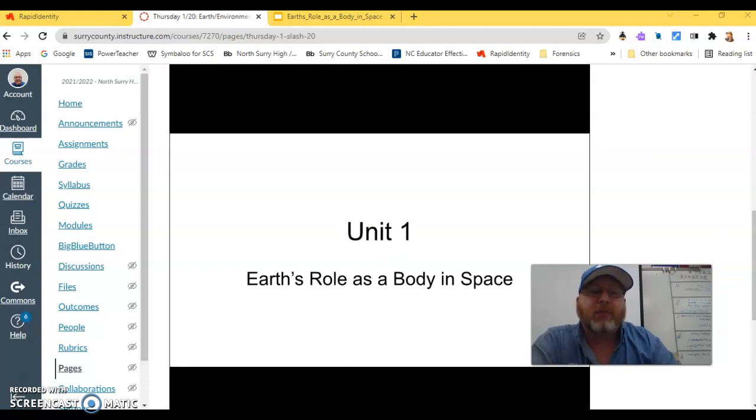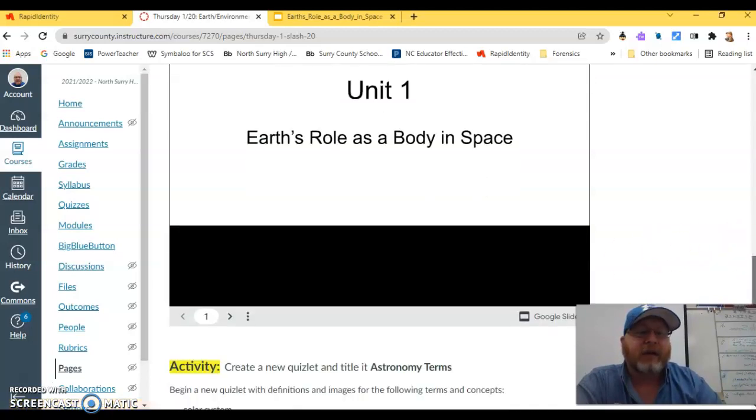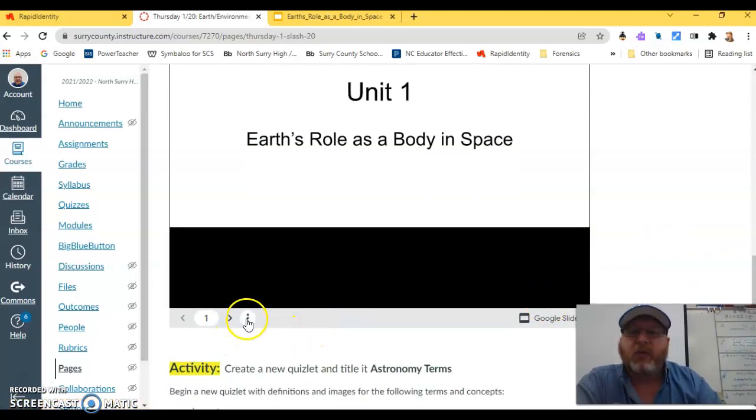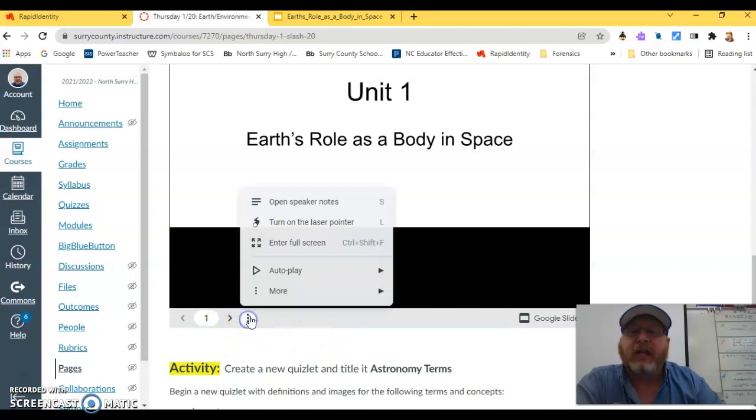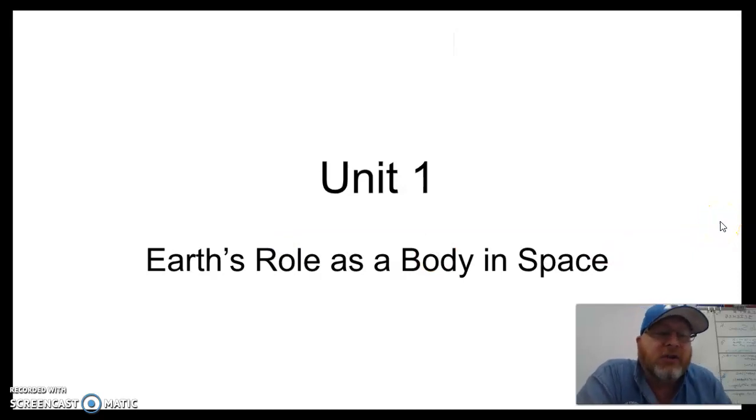And so I'm going to blow these slides up, and if I can figure out how to do that here. We're going to very quickly go through the slides, and then I will give you your assignment for the day.